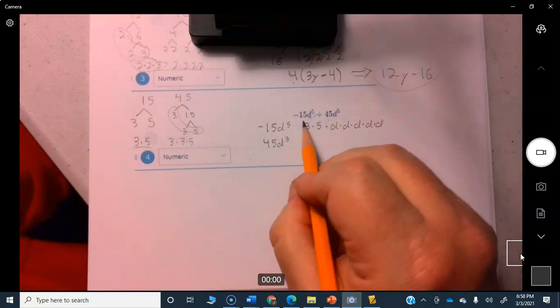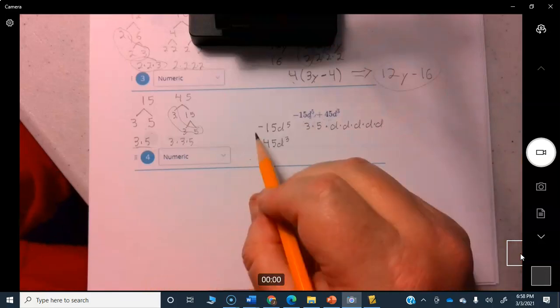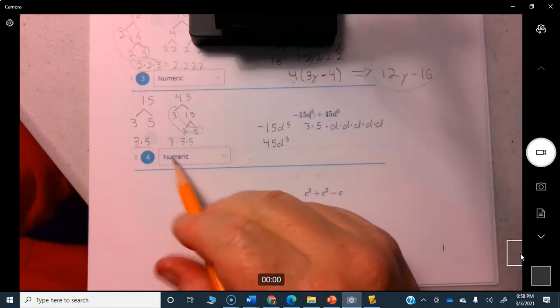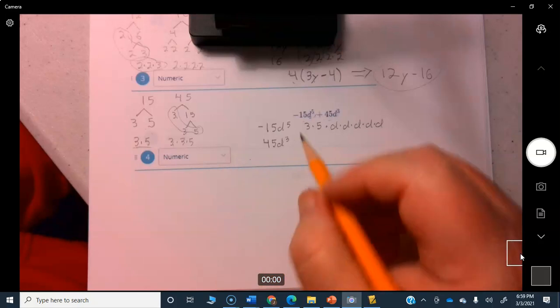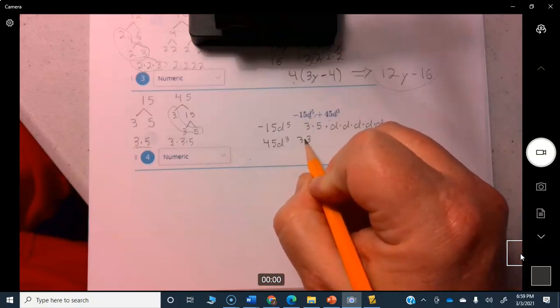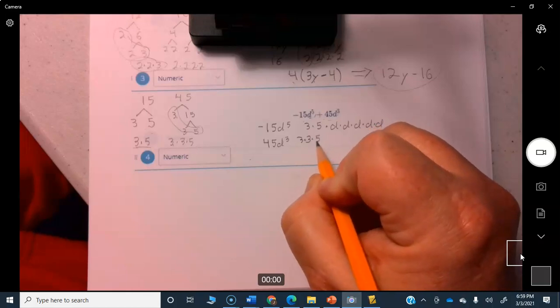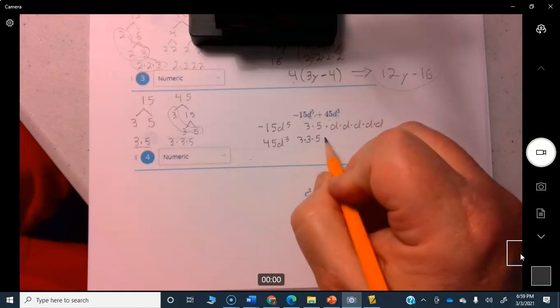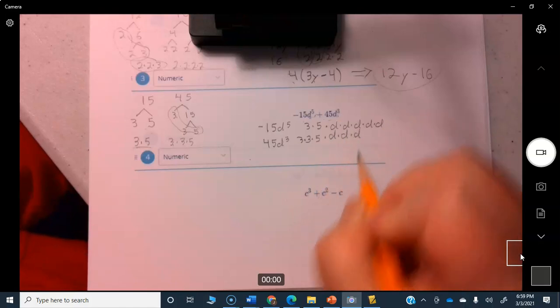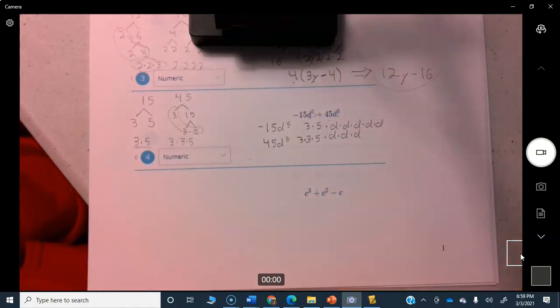Okay, so we've broken that one totally to pieces. Again, I'm going to set aside the minus sign for right now. Okay, the 45, we have that's 3 times 3 times 5. And then it's d to the third, so that's going to be times d times d times d. Okay, so we've broken everything apart.